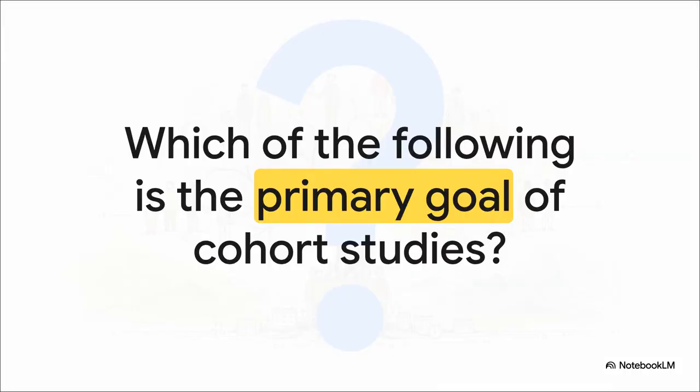What is the #1 job of a cohort study? We've got 5 possibilities here, but only one of them is the real primary goal. The rest? They're just clever decoys, designed to throw us off the scent. Have a look, see if you can guess which one it is.